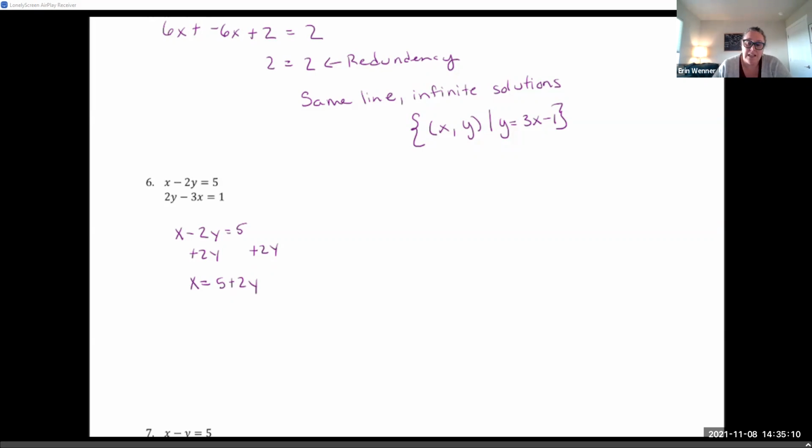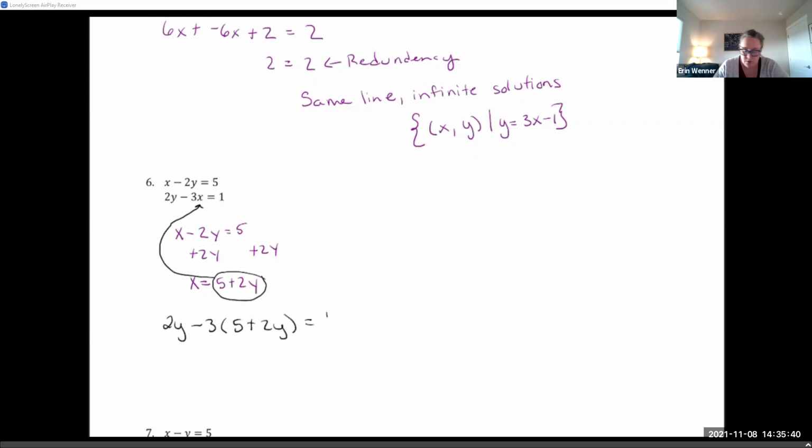So because I isolated x in the first equation, I can't plug it back into the first equation. I have to now go and put it into the second equation. What I mean is we're going to take this 5 plus 2y, go to that second equation, and plug it in for x. So I've got 2y minus 3 times 5 plus 2y.